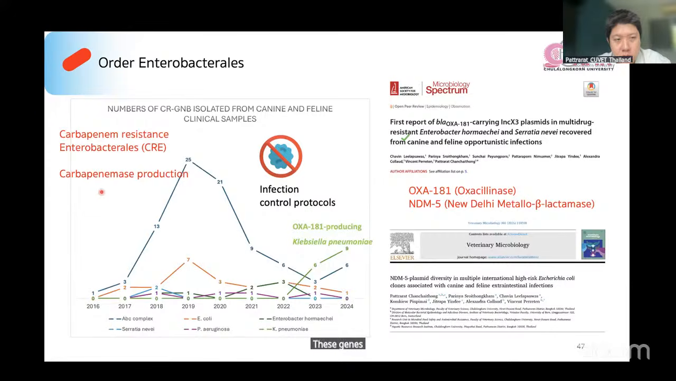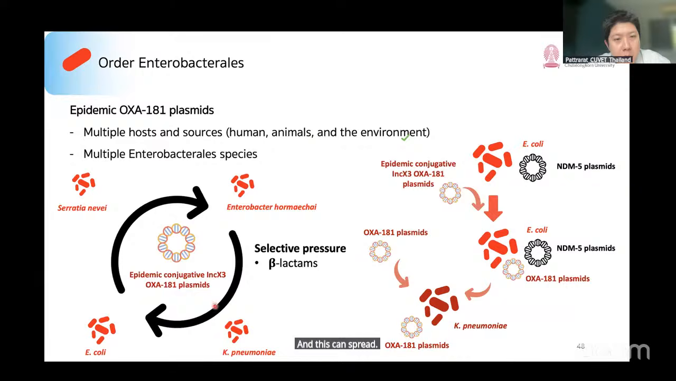These genes hydrolyze carbapenem drug molecules. The genes that encode carbapenemase are on the plasmid, and this can spread among Enterobacterales species. They share by horizontal gene transfer. Okay, on the plasmid, they can share by conjugation.